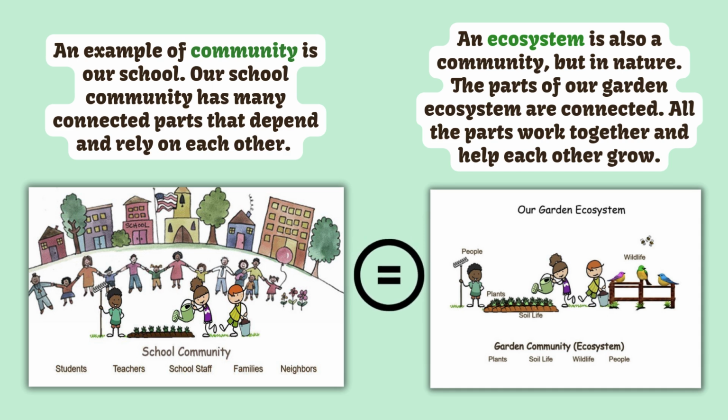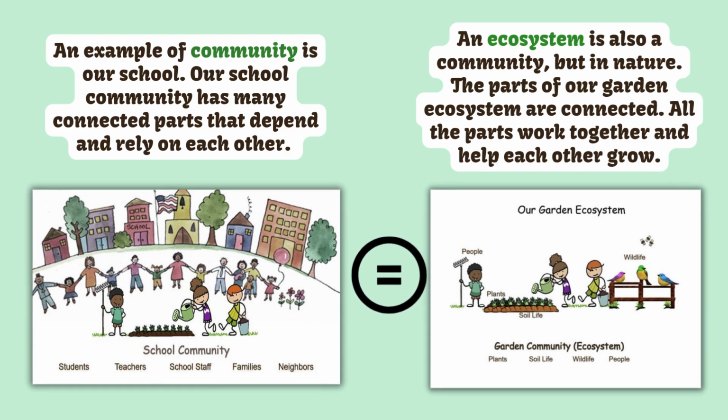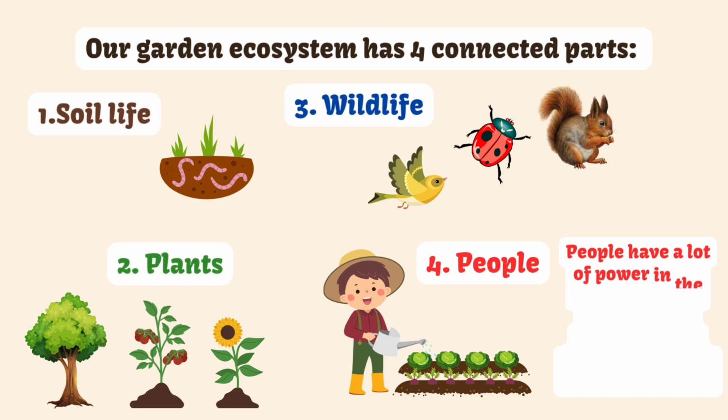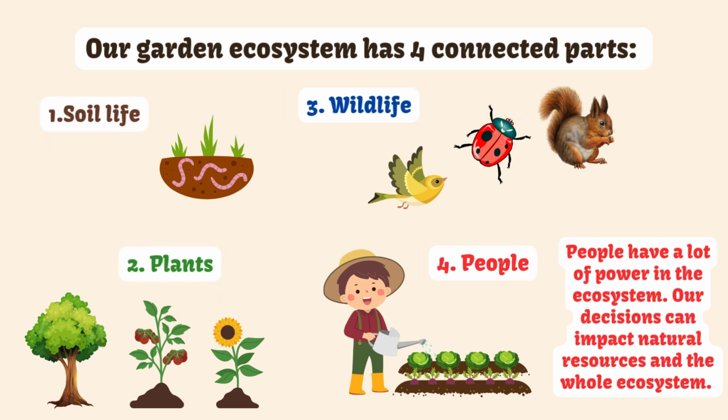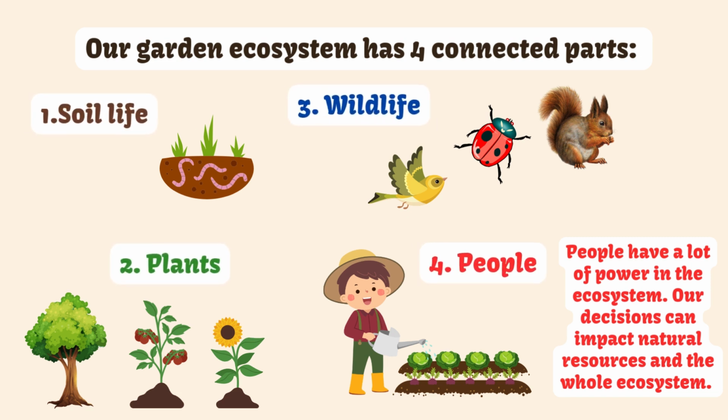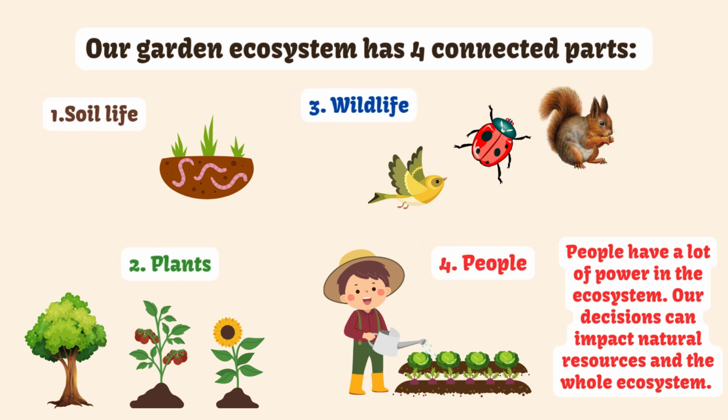An ecosystem is also a community, but in nature. The parts of our garden ecosystem are connected. All the parts work together and help each other grow. Our garden ecosystem has 4 connected parts: soil life, plants, wildlife, and people.